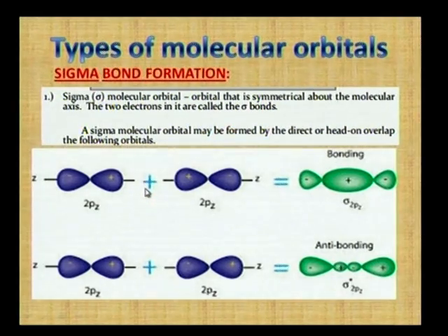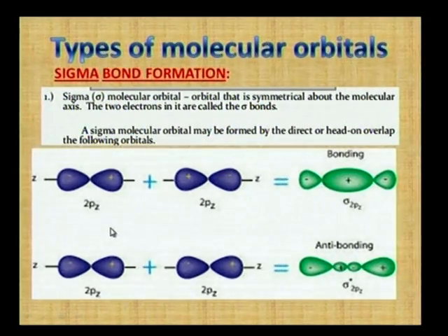In this sigma molecular orbital, there are two types: sigma bonding molecular orbital and sigma anti-bonding molecular orbital. As we already know, the sigma bonding molecular orbital has increased electron density, lower energy and greater stability, whereas the sigma anti-bonding molecular orbital has a node between the two nuclei, greater energy and lower stability.